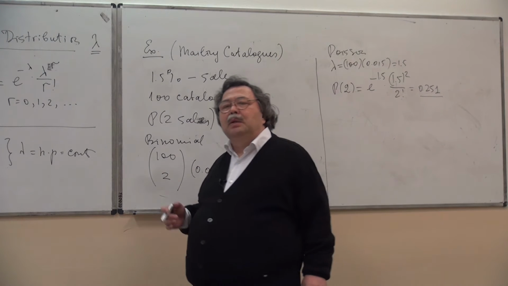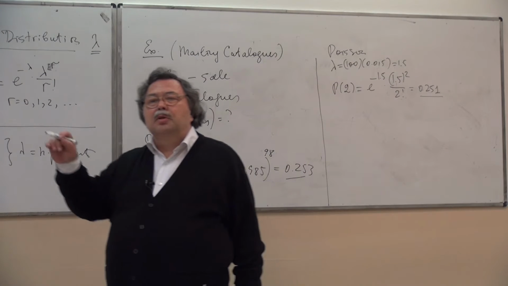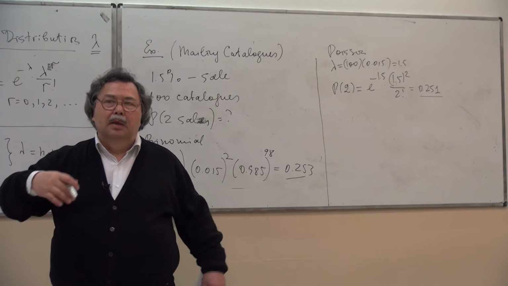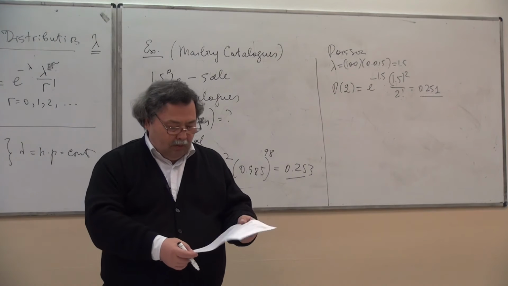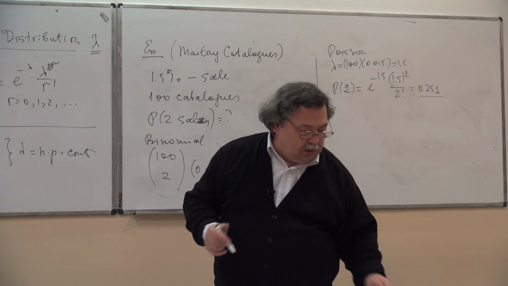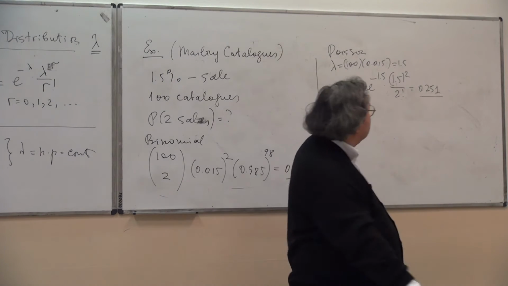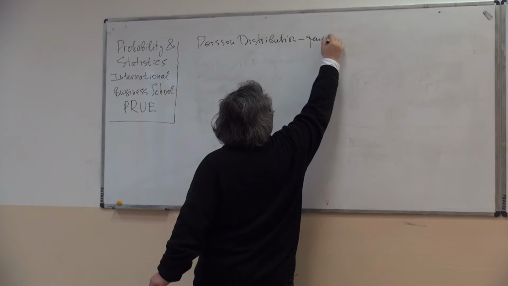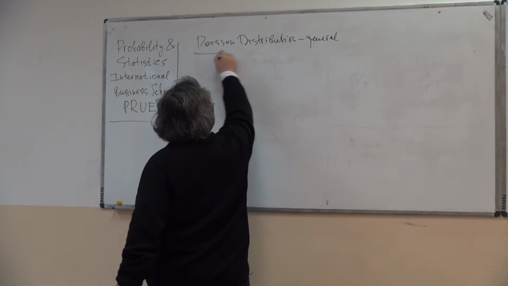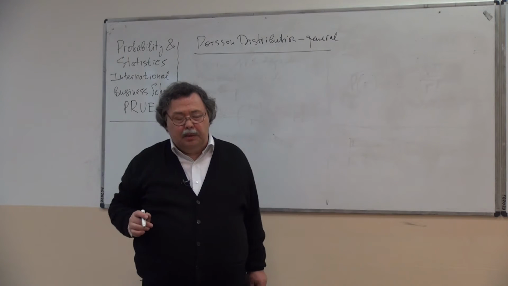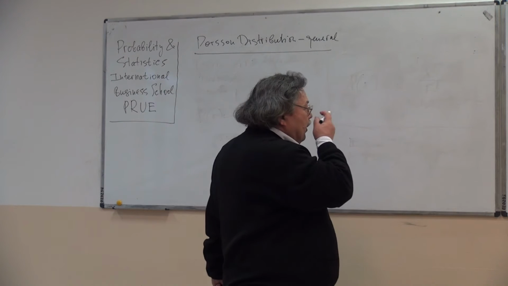It doesn't have to be treated as an approximation of some binomial distribution. Okay, it goes outside this narrow model. Let's talk about Poisson distribution in more general terms. So here it's a general view of this distribution.